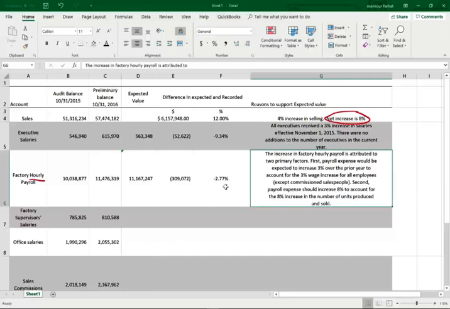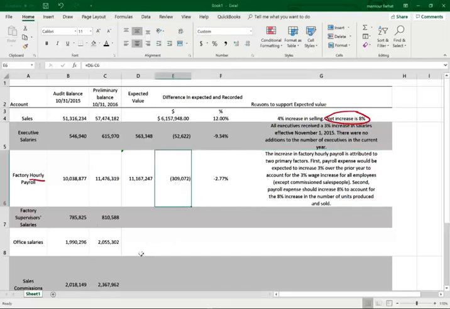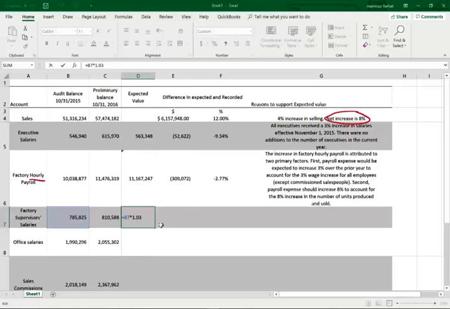So yeah, we might have to look into this a little bit further because it's 309,000 more than we expect, but it's not as bad as the executive salaries. Let's take a look at the expected factory supervisor. That's pretty straightforward. We'll take last year, 785,823 multiplied by 1.03. It's 809. That's the expected. The preliminary 810. I would say this is pretty good.